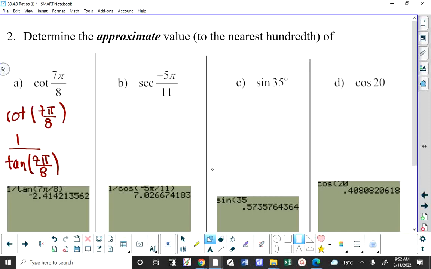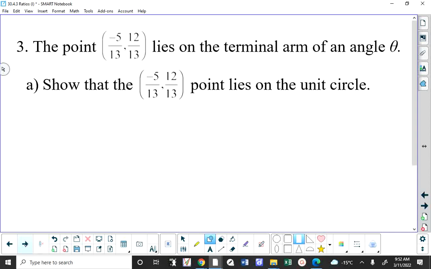All right, the remainder of the lesson is exactly what you did last year in Math 20, pretty much. Except we've got other trigonometric ratios and we're dealing with the unit circle. So question 3 says we have a point that lies on the terminal arm of an angle. How can we show that that point is on the unit circle?